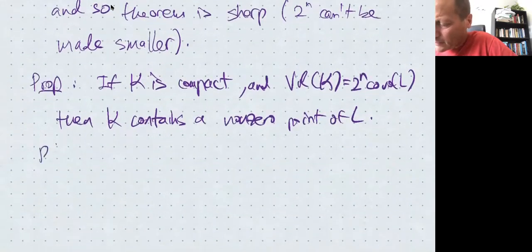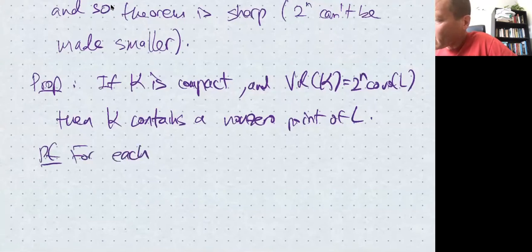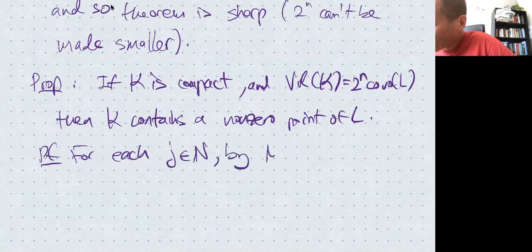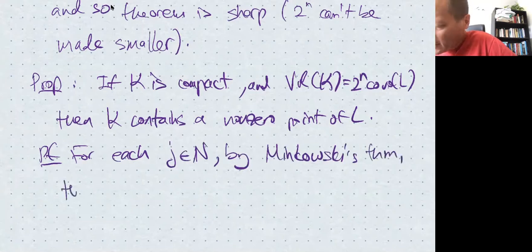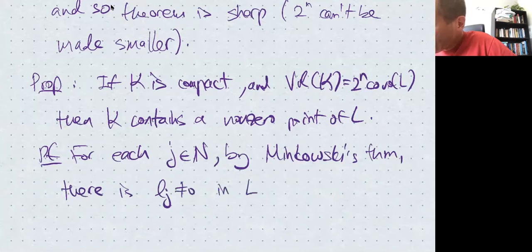Proof. For each n, for each integer j, by Minkowski's theorem, there is a non-zero Lj in L intersect (1 plus 1 over j) times K.